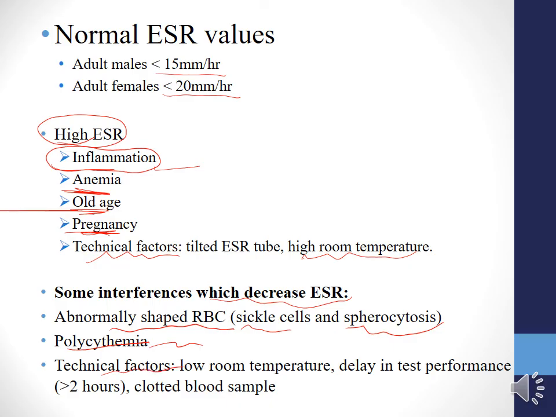There are also technical errors that might decrease it, such as low room temperature, a delay in test performance. Yani if you draw a sample from a patient and do not perform the ESR immediately, this might cause a reduction in ESR. Usually we say that the ESR should be done within 2 hours after taking the blood sample from the patient. Or if the blood sample, of course, is clotted, if it's not properly anticoagulated, it will clot, and this will decrease the ESR.